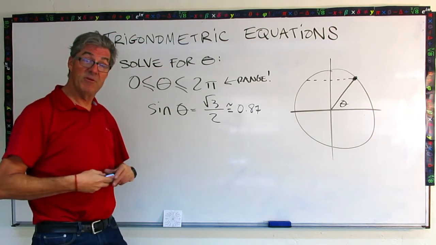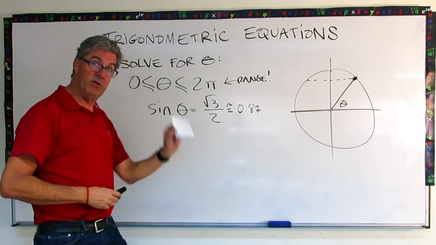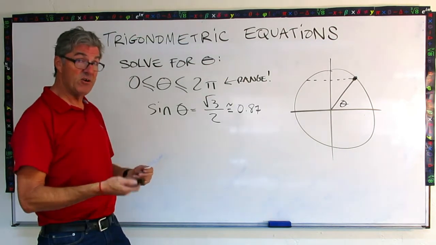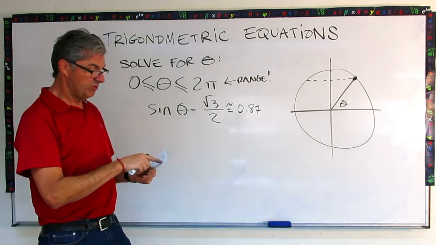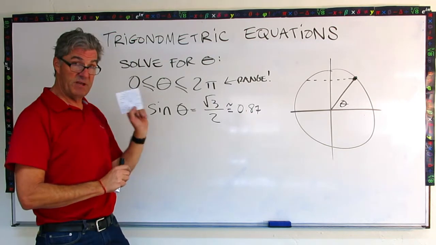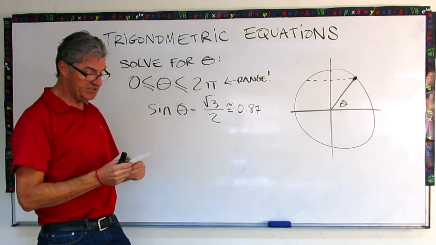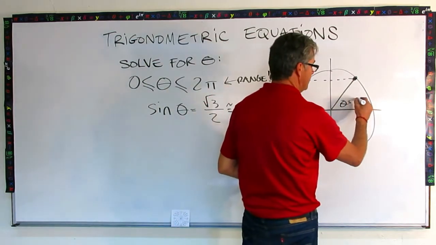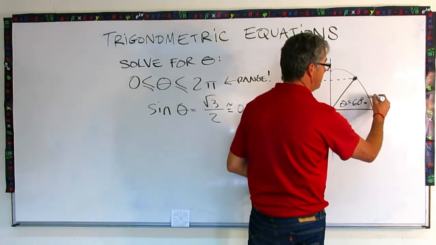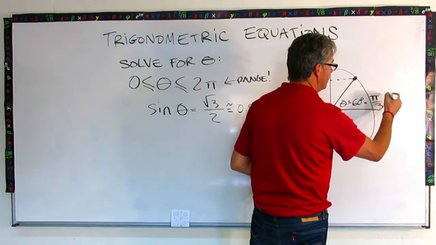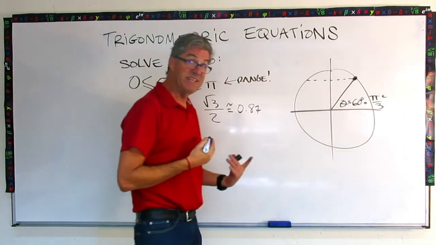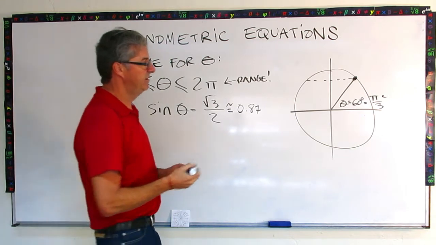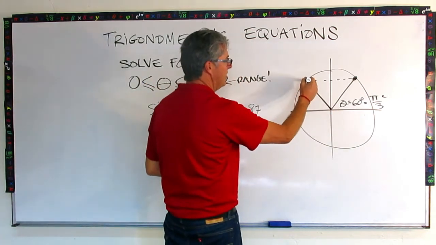So now what I'm going to do is pull out my unit circle right here and see where the y-coordinate, which is sine theta, is root 3 over 2. And I can tell from my unit circle that it's at 60 degrees or pi over 3 radians. So this is 60 degrees, which is pi over 3 radians. I'm going to use that little c to indicate that that's radians.